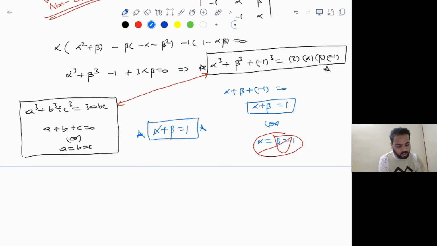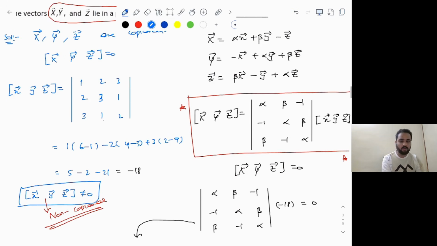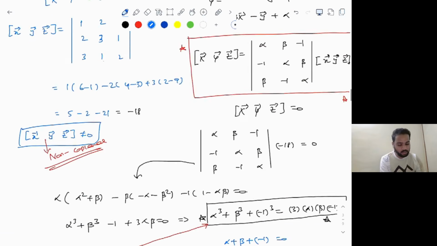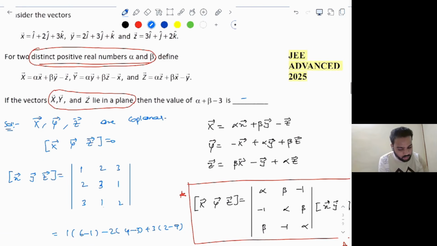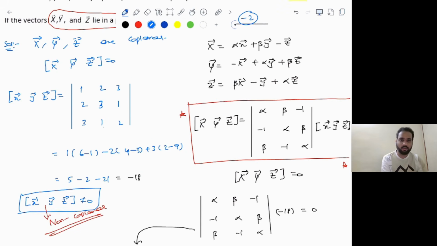Okay. And finally, if you look at the required part, we have to find out alpha plus beta minus 3. So once we know the value of alpha plus beta, you can take it and substitute it here to get the final answer as minus 2. Okay. So as I told, question is not difficult. The only thing is you have to recall this formula. Okay.